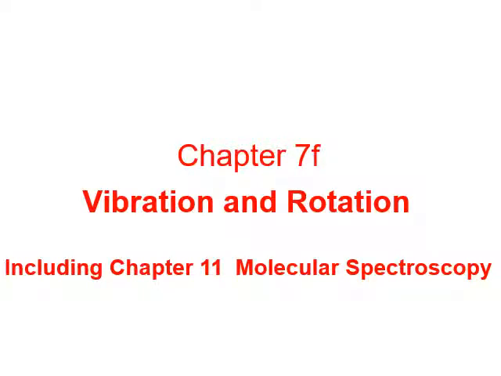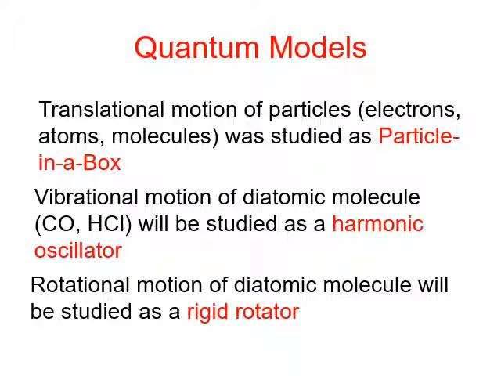Chapter 7F, Vibrations and Rotations, including molecular spectroscopy. Using the particle-in-a-box model, we have studied how electrons move inside the molecules. The solution to the Schrödinger equation leads to the molecular orbitals of the pi electrons. The molecular orbitals describe the translational motion of the electrons.